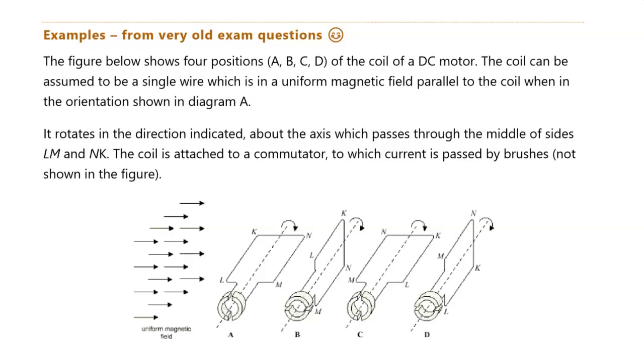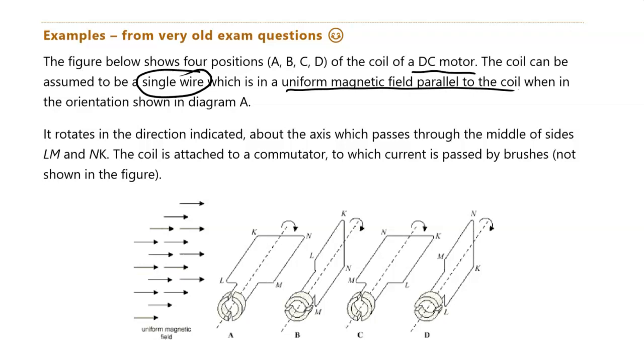Let's look at some exam questions involving DC motors. We've got a figure showing the 4 positions A, B, C and D of a coil in a DC motor. The coil can be assumed to be a single wire, that's important to note, which is in a uniform magnetic field parallel to the coil when in the orientation shown in A. So we can see here's the magnetic field and we're told it's uniform and it's parallel to the coil here.